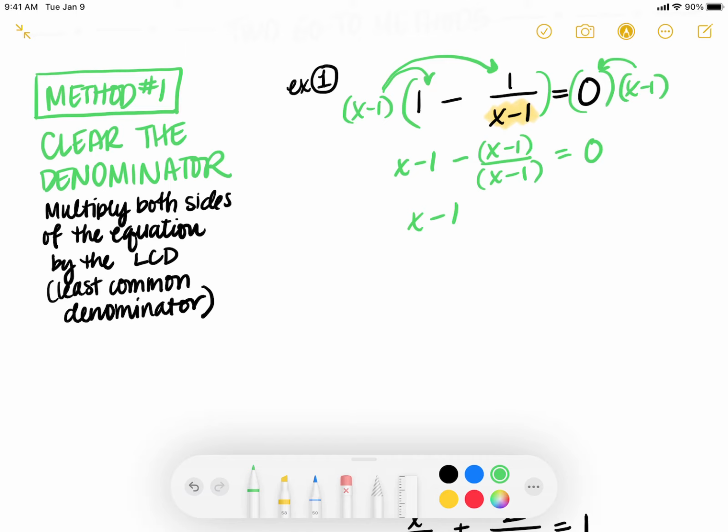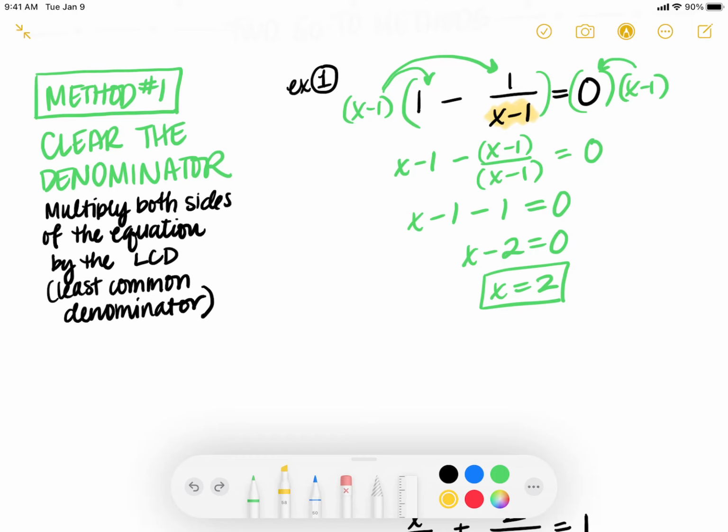So now I have x minus 1 minus this whole thing right here just equal to 1, equals 0. Well, x minus 1 minus 1 is x minus 2. Add that 2 to the other side, and x equals 2 is our solution. So clearing the denominator simplifies the equation to just be a linear, sometimes quadratic equation we know how to solve. There's no denominator left, so we can use those solving methods we've been working on since Math 1.